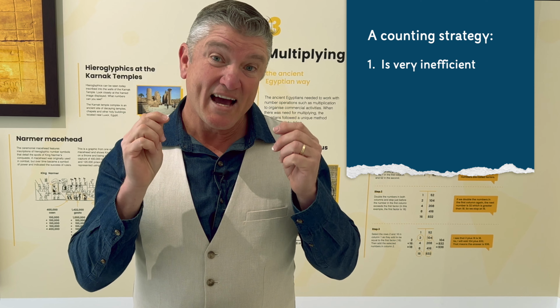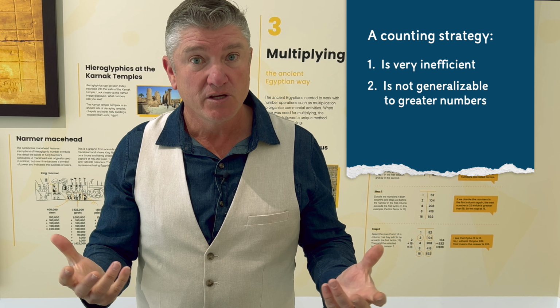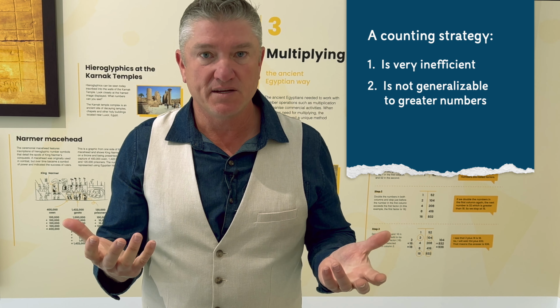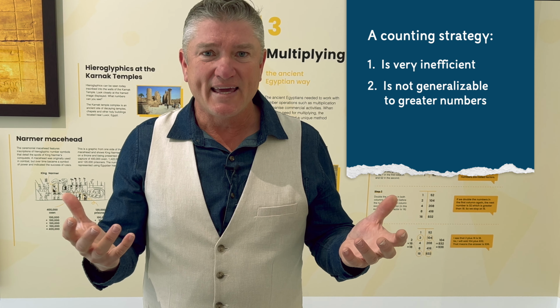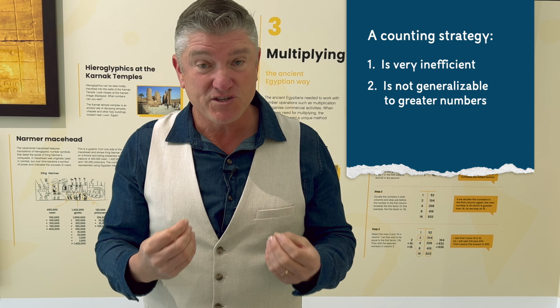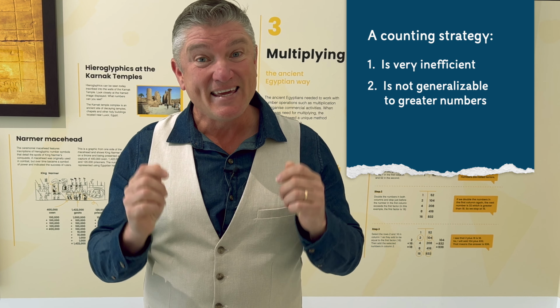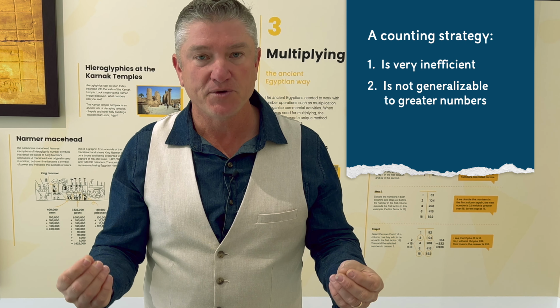Second, we can't extend this same strategy to use with greater numbers. What is 14 5s or 23 5s? That's a long way to count. I'm going to run out of fingers, I'm going to need my toes. This is grossly inefficient, and we need a strategy that is generalizable to greater numbers.